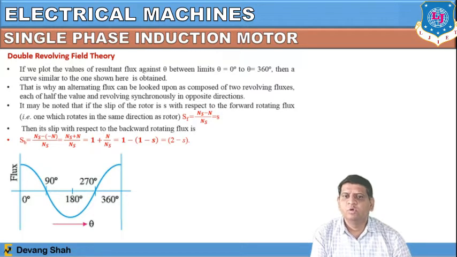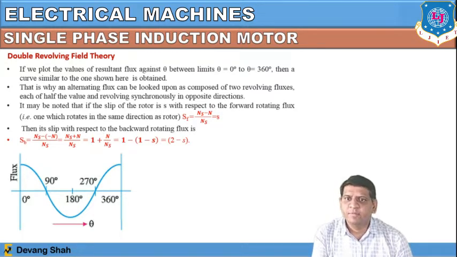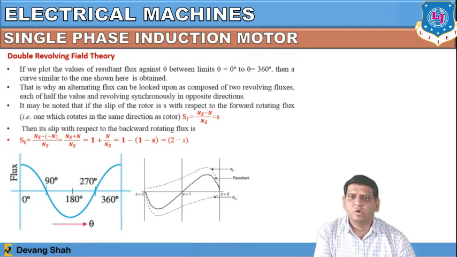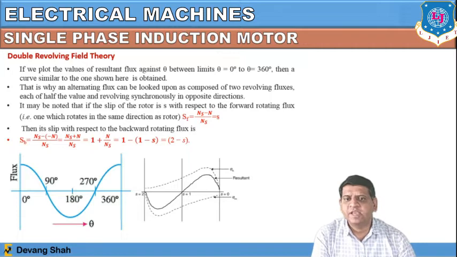Once you check this, if we plot the values of resultant flux against theta and limit theta to 360 here, a curve similar to the one shown here is obtained. That's why the alternating flux can be looked upon as composed of two revolving fluxes, each of half the value and revolving synchronously in opposite directions, this way.